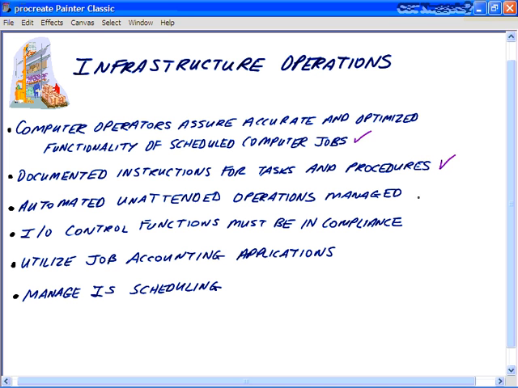An infrastructure operator is also responsible for automated unattended operations management. This is also referred to as lights out operation.